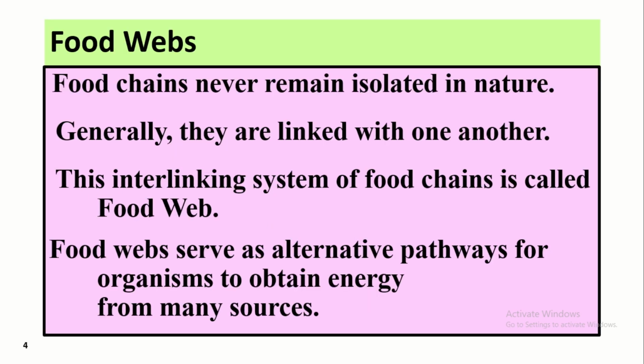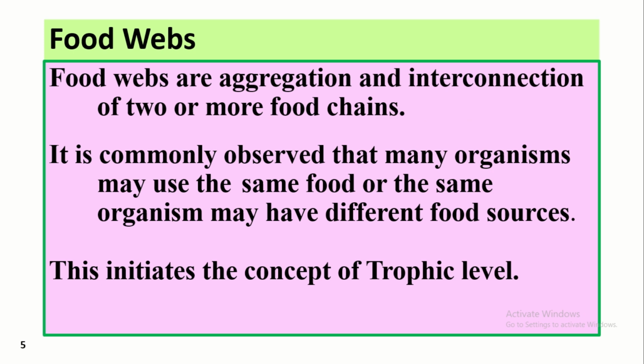Food webs and food chains never remain isolated in nature. Generally they are linked with one another. This interlocking system of food chains is called a food web. Food webs serve as alternate pathways or patterns for organisms to obtain energy from many sources. Food webs are aggregations, interconnections of two or more food chains.